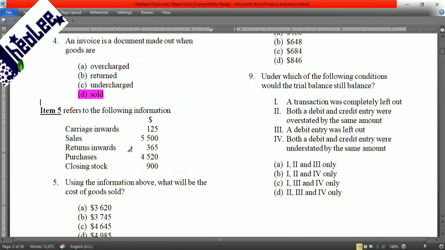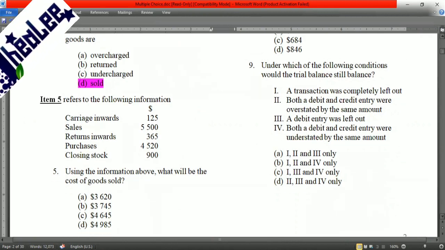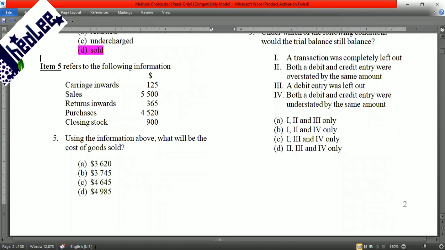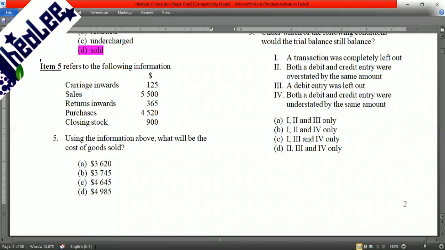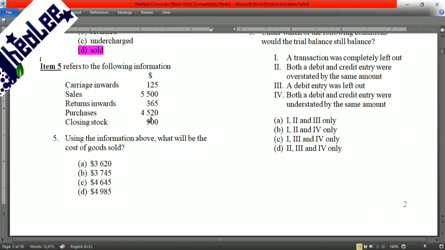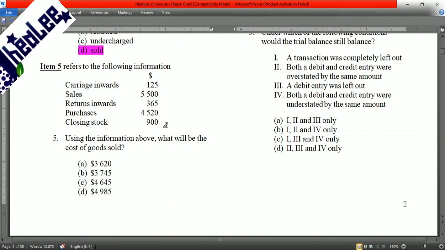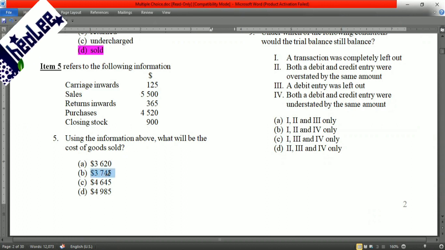Item 5 refers to the following information. From the information above, what will be the cost of goods sold? So you'd have to pick up the information relating to calculating cost of goods sold. What we have presented in the question is the carriage inwards of 125. We have the purchases of 4,520. So we're going to add those two together, and then we're going to subtract our closing stock of 900. And that gives us a result of $3,745 for that response.